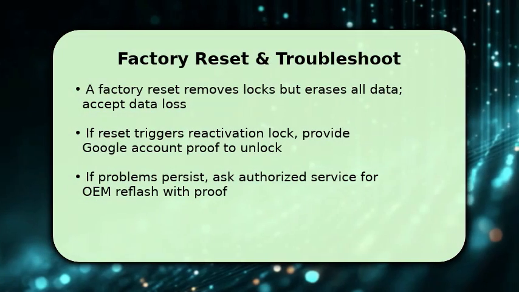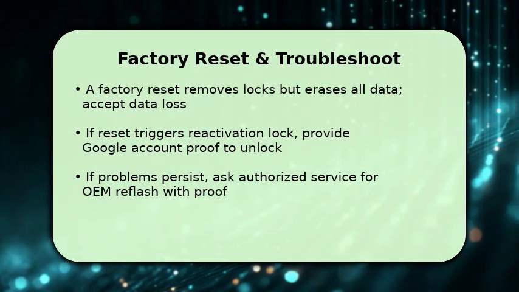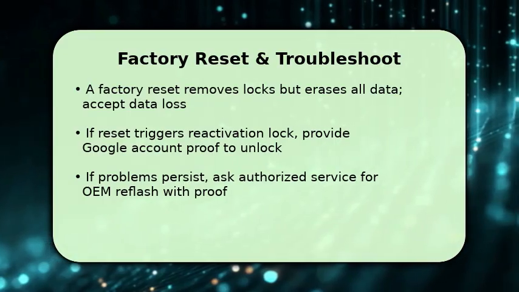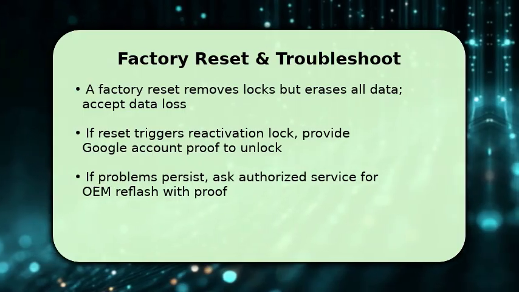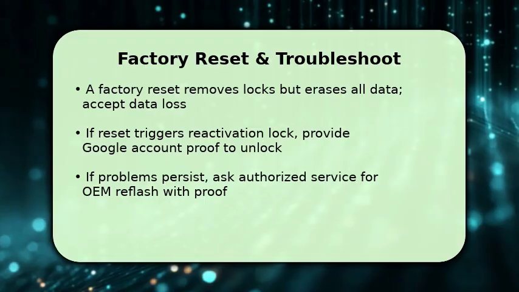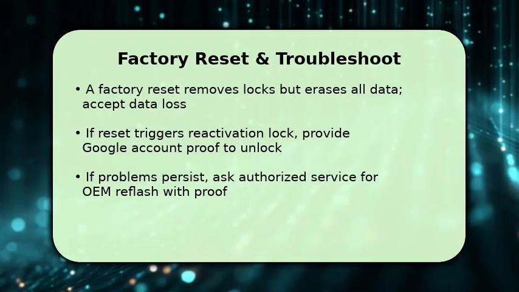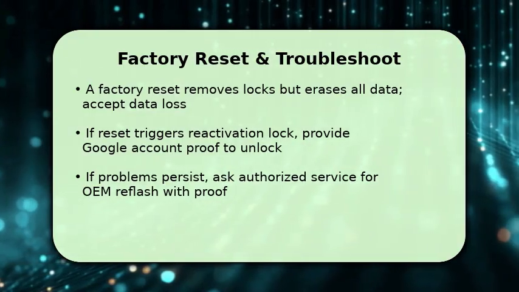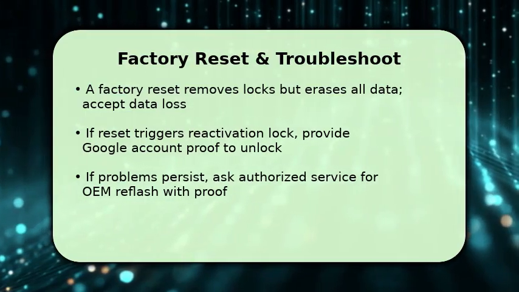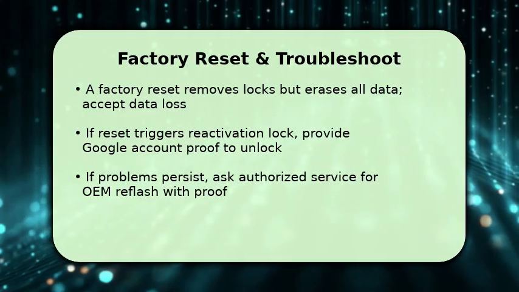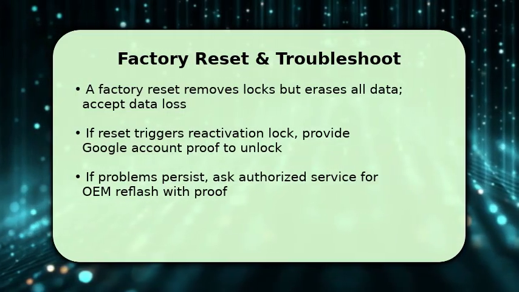When official recovery routes fail, a factory reset is the final legitimate option. Remember, it erases all personal files and apps. If the device reboots into an activation lock, you'll need the original Google account credentials or proof of purchase to complete setup. If you cannot provide that, authorized service centers can verify ownership and perform an OEM reflash or repair, but they will require ID and proof.